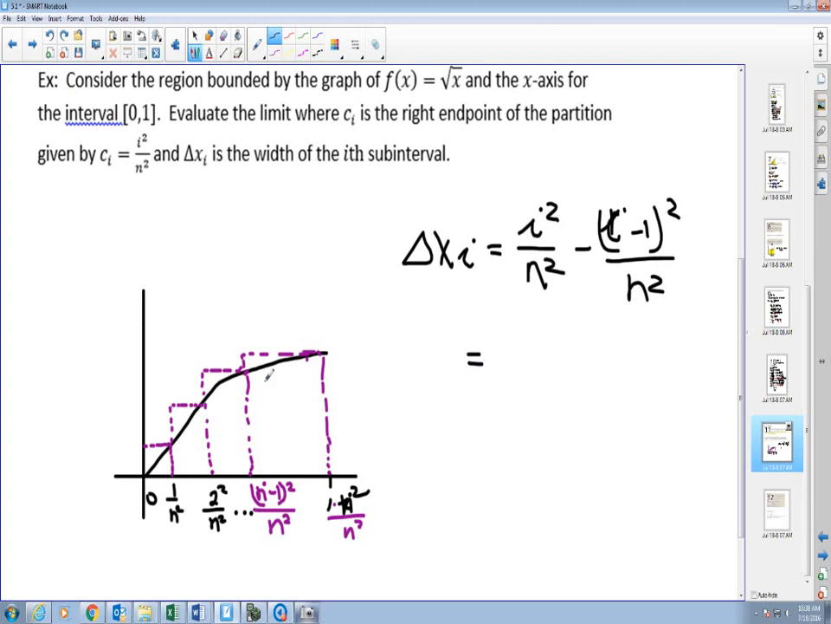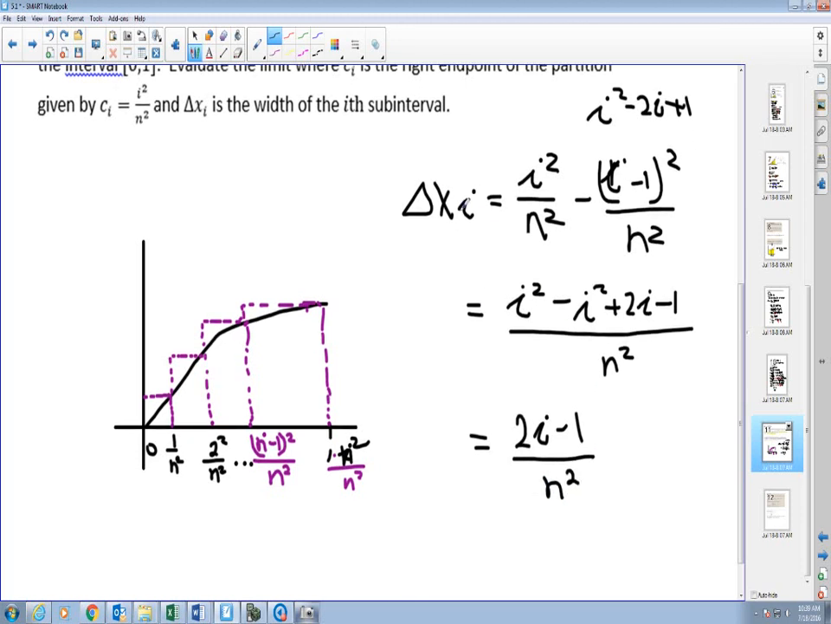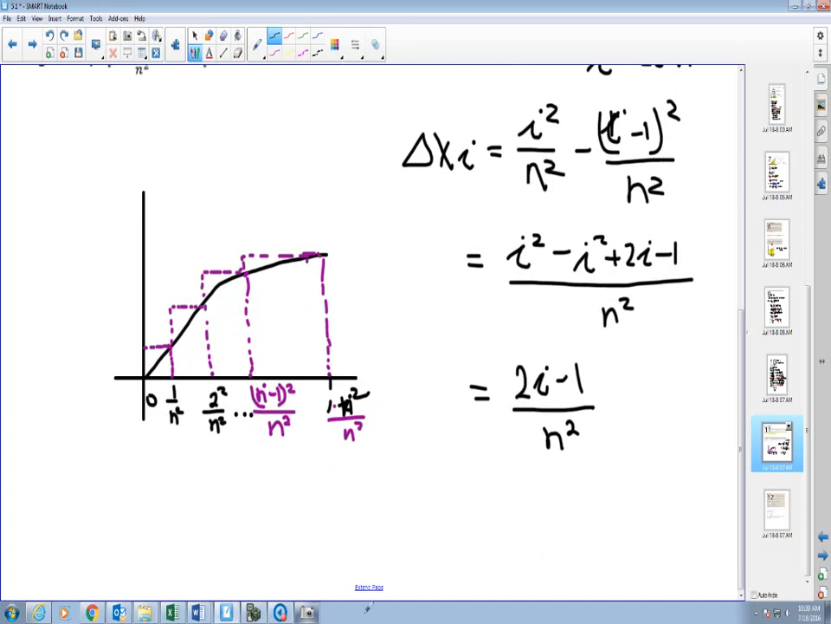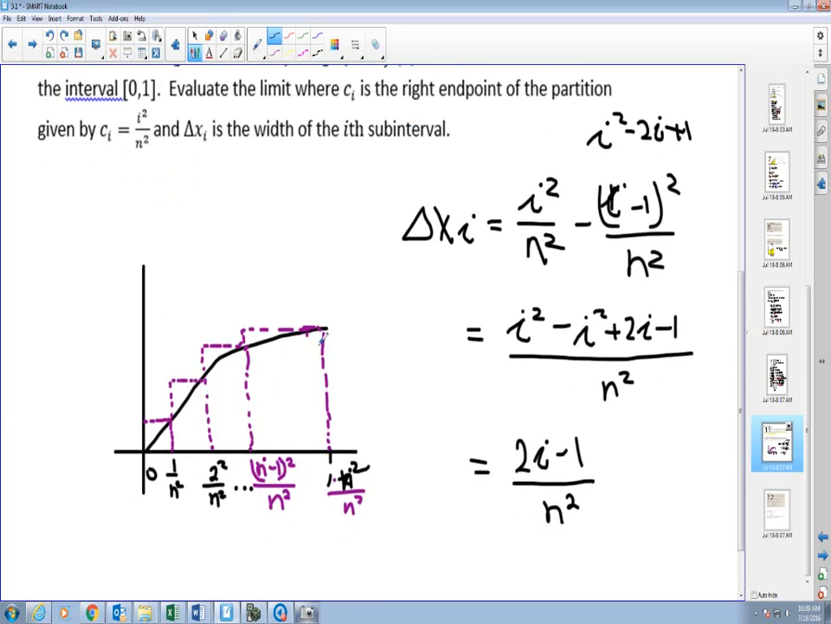Alright, so what's the width of one of these partitions? The denominators are the same, so if I expand this out, that's i squared minus (i minus 1) squared, which is i squared minus 2i plus 1. Since a negative sign is in front, I change all my signs, over n squared. So that gives me 2i minus 1 over n squared. So the width of one of my partitions is 2i minus 1 divided by n squared. I already picked my c sub i to be i squared over n squared.